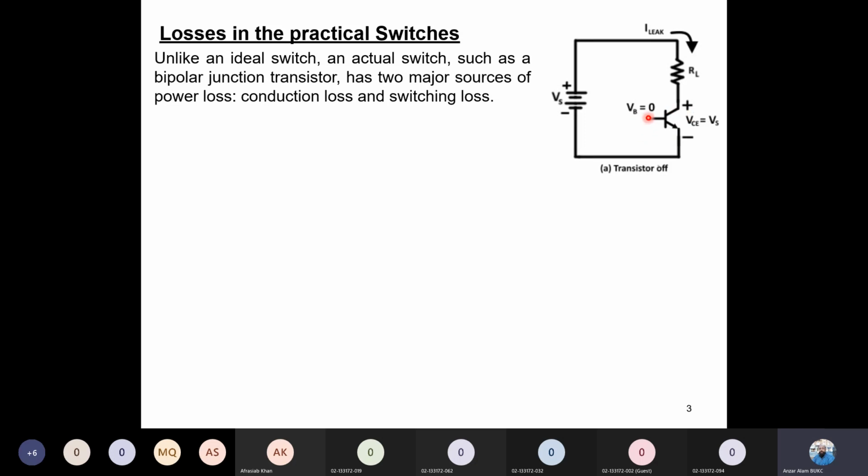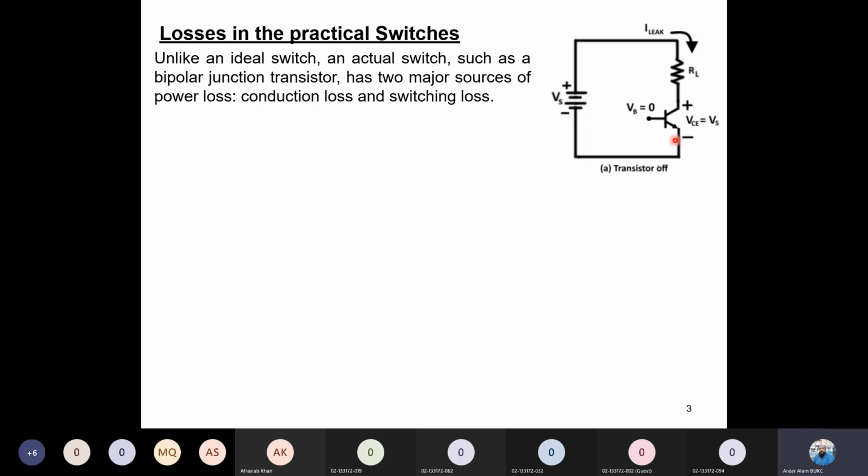When the base of the transistor is at 0 volt, let's suppose this is an NPN transistor, as the symbol also says. So when the base is 0, the transistor is off. The transistor is off, so it looks like an open circuit. What will the voltage be here? The collector to emitter voltage will be maximum, the supply voltage. And how much will the current be? Because the transistor is off.